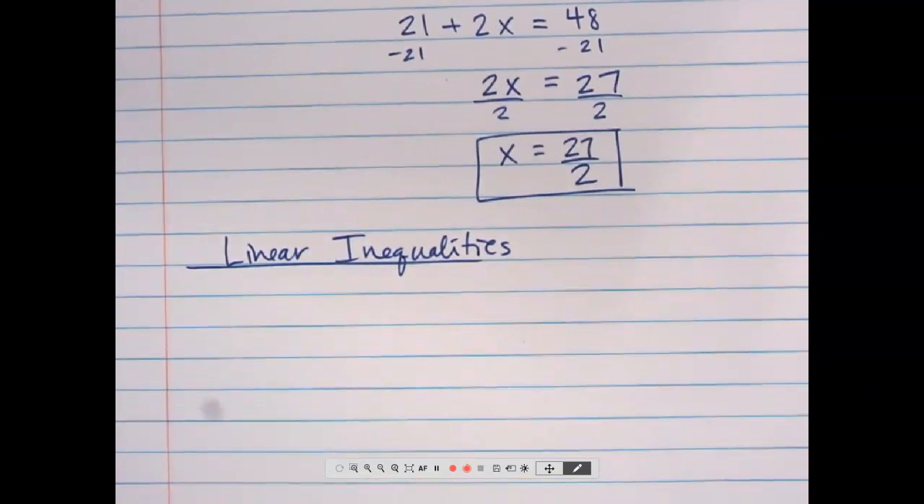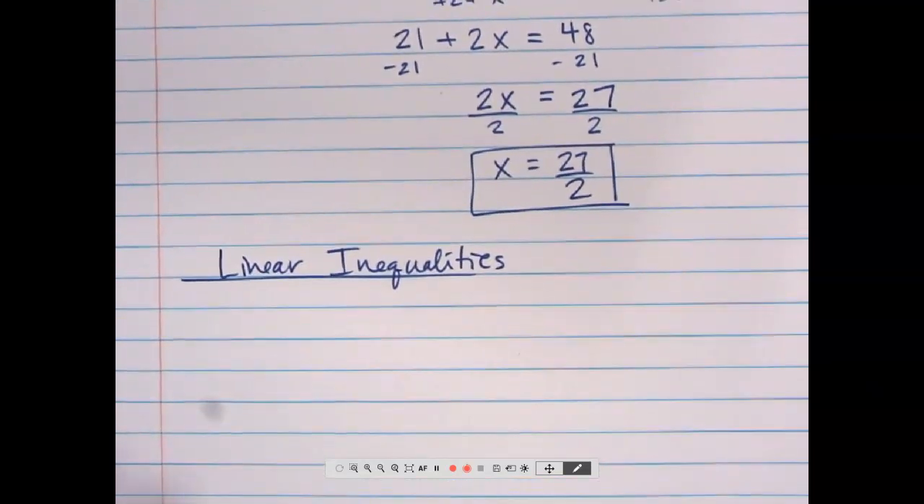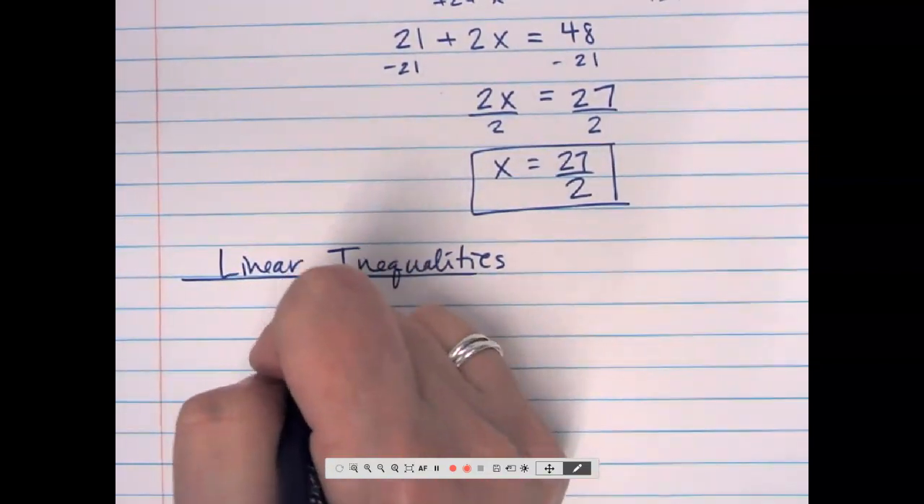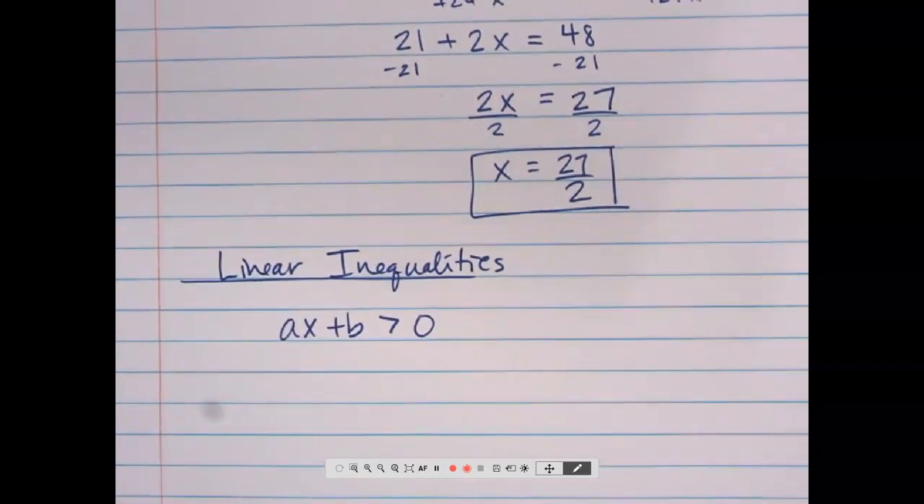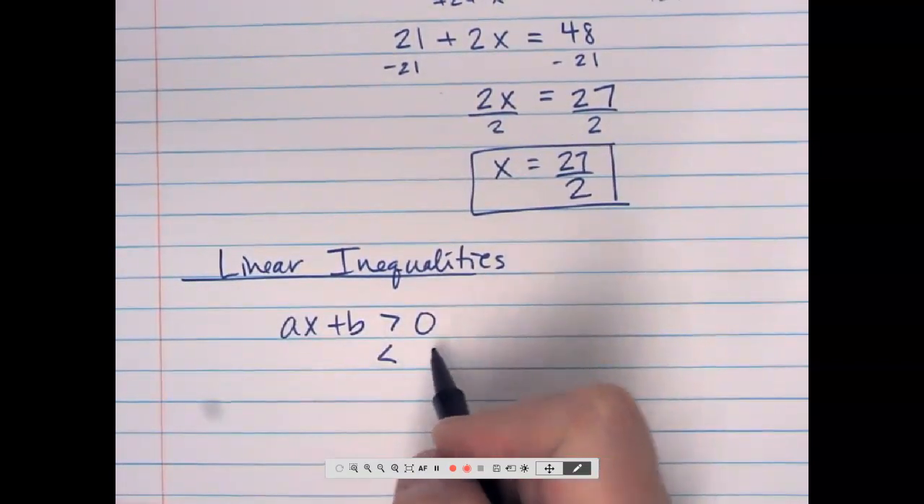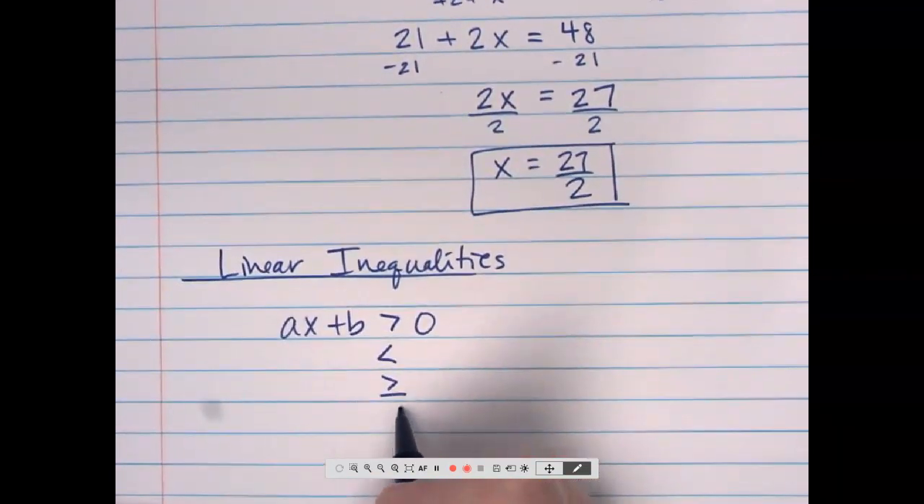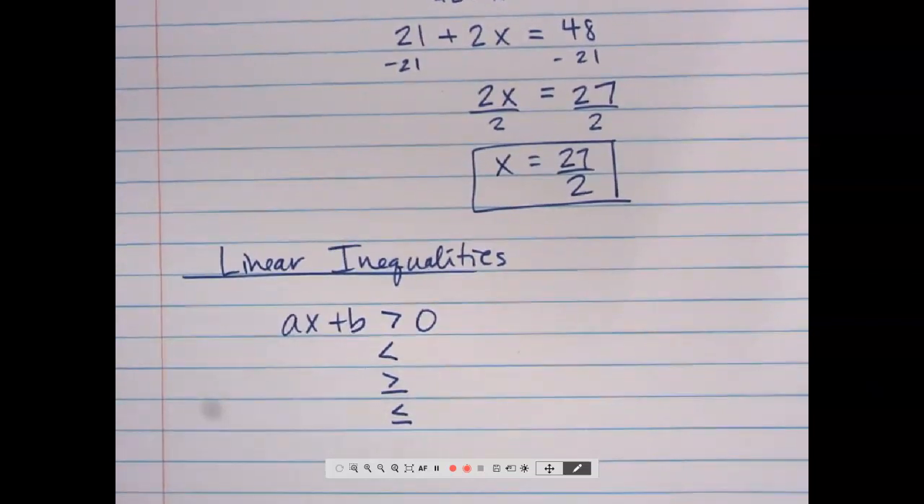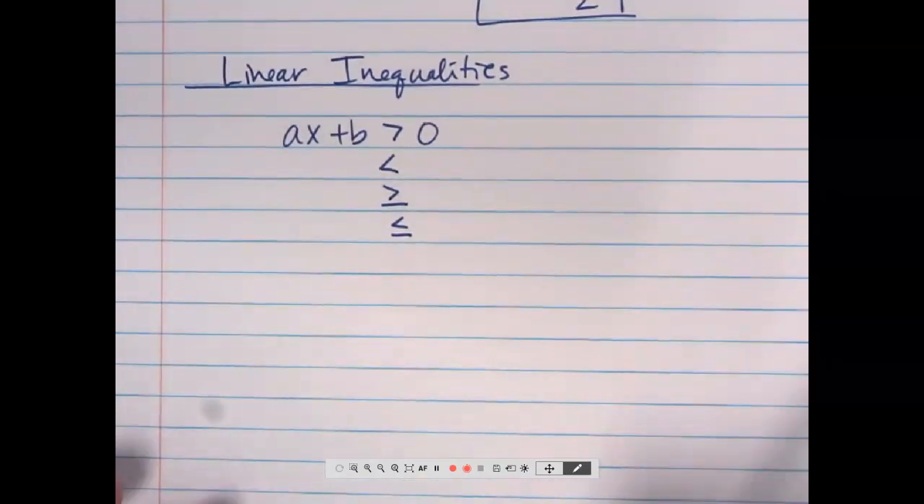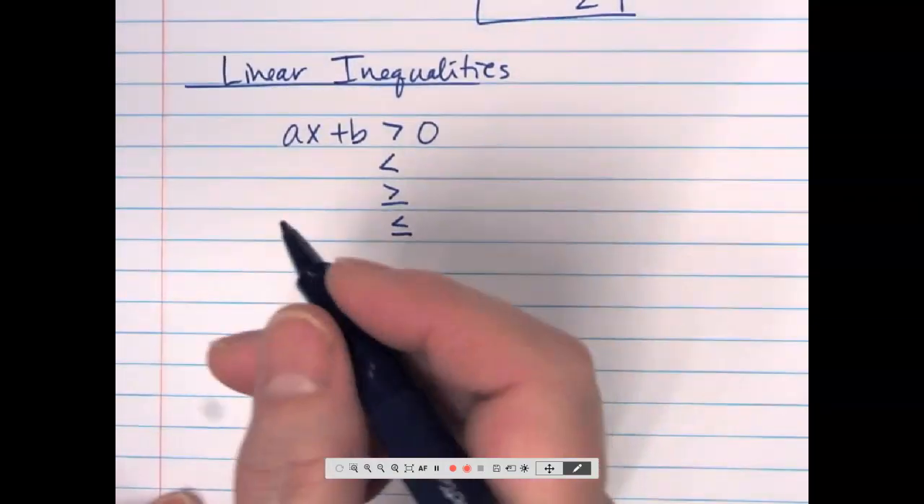Okay, so a linear inequality can be written just like an equation, but instead of just an equal sign, it'll have a greater than 0, or a less than 0, or a greater than or equal to, or a less than or equal to. So you're just replacing the equals with something that involves greater than or less than. But the way we solve them is pretty much the same, with one little exception.